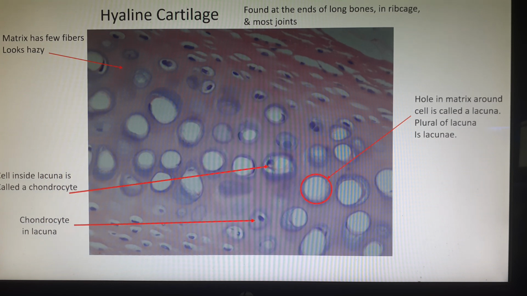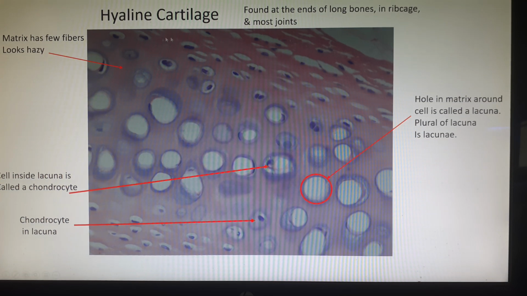So each cell has a little hole in the matrix that it lives in. The name of the hole, and you see this red circle showing you one of the holes, the name of a single one of these holes is lacuna. And if you talk about more than one of these holes, the plural form of lacuna is to add an E, and then you call it either lacunae or lacunae. Either pronunciation is fine. Okay, so that's the hole in the matrix.